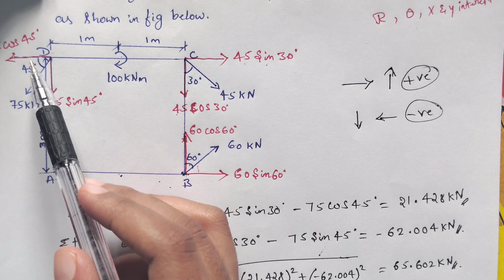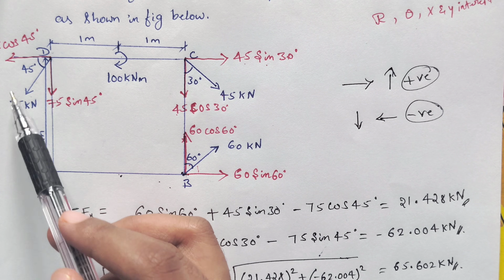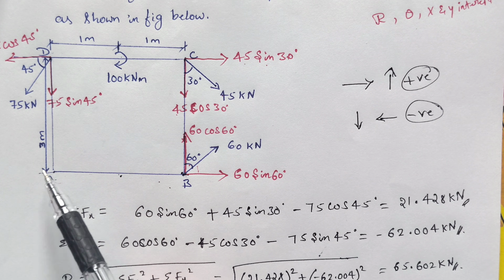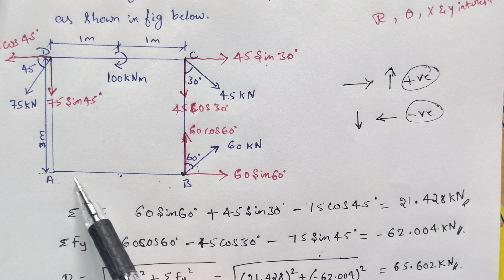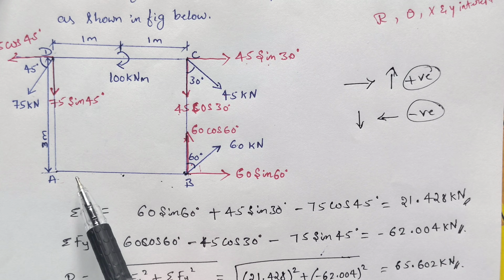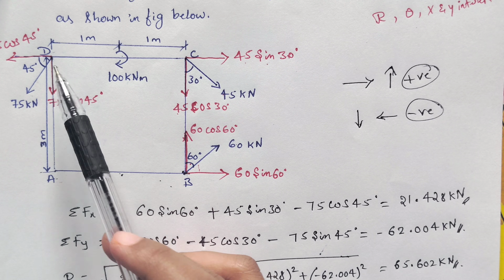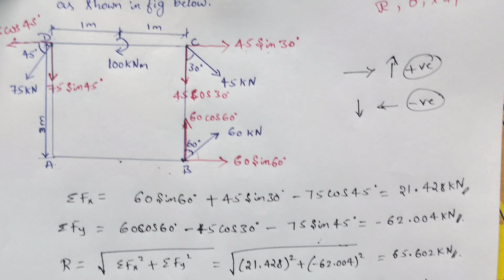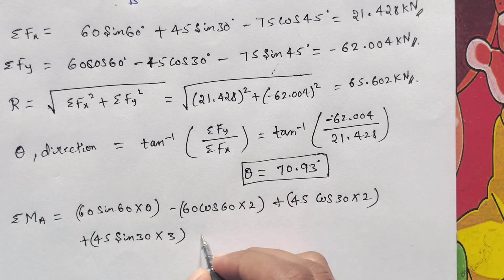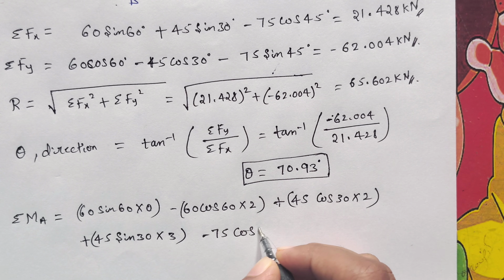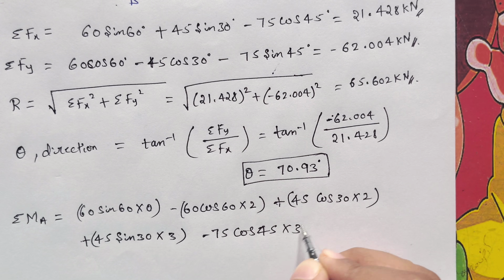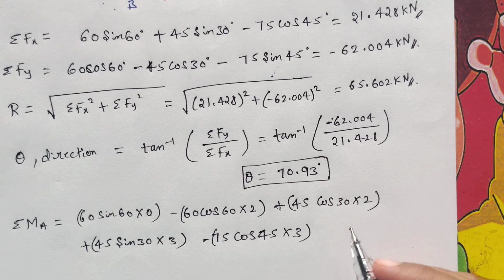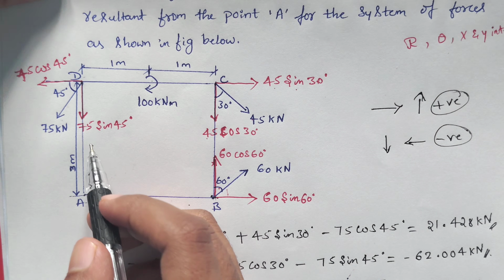Now this force, this is moving towards A in anti-clockwise direction. Can you see? Anti-clockwise direction, so it will be minus, and what is the distance? 3 meter. So it will be minus 75 cos 45 into 3. And next, come to this force.